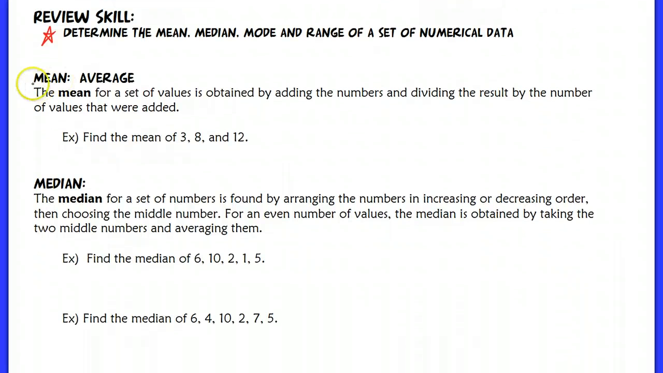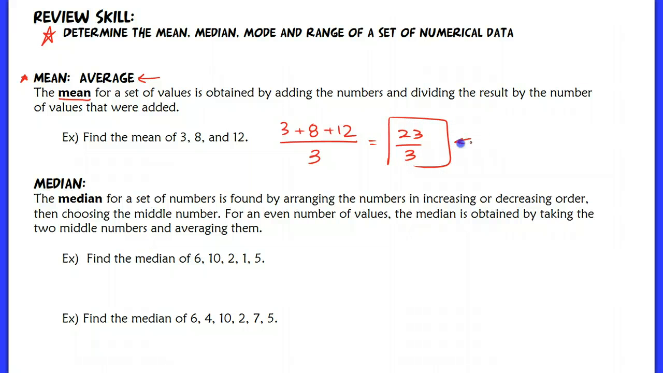We should already know how to find the mean of a number because that's simply the average of a number. We've done this before in PSD 201. So when we find the average of a set of data, that's also the mean. That means the same exact thing. So when it says find the mean of 3, 8, and 12, I simply add all of the numbers here, and then I divide by the number of numbers that I have. So I had 3 values that I added together, so I'm going to divide by 3. So I get 11 plus 12, which is 23, divided by 3. This would be the mean.